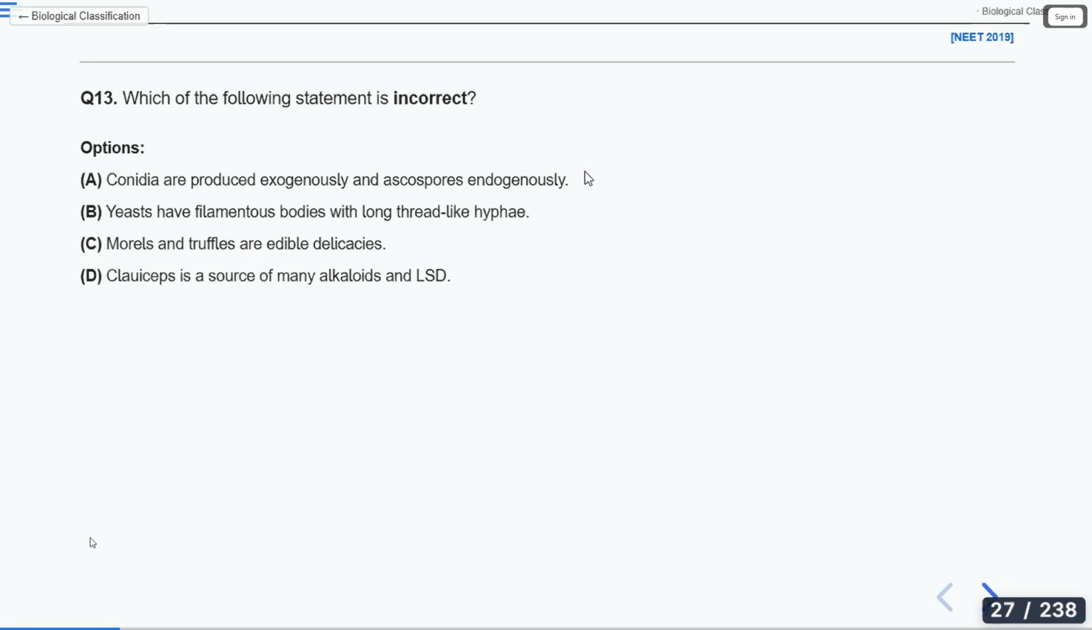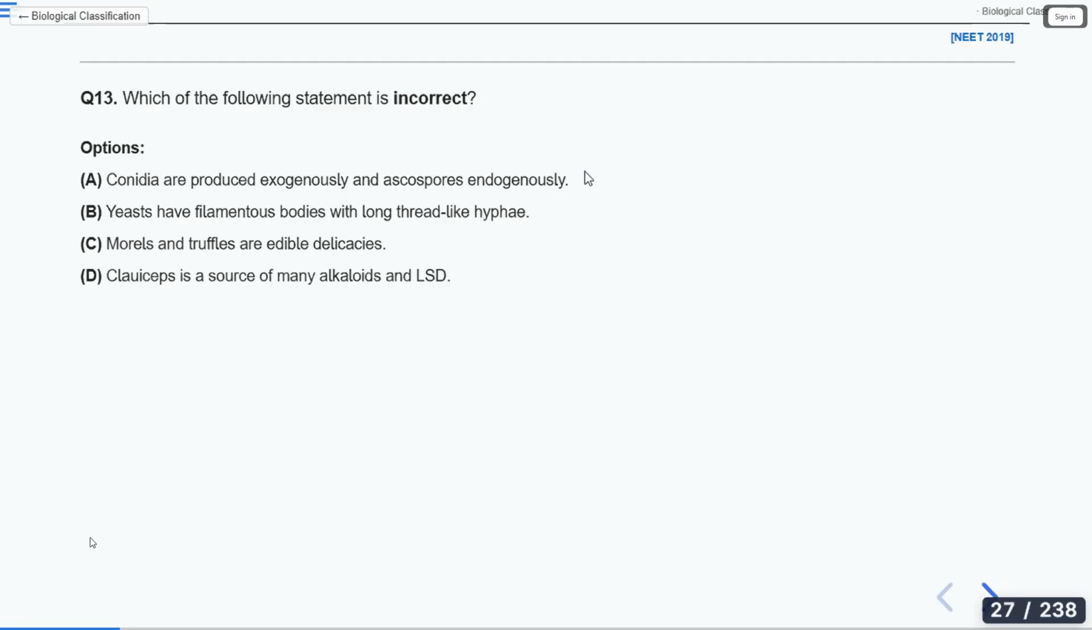What about this: Claviceps is a source of many alkaloids and LSD? Is that correct? That is Claviceps. Is Claviceps a source of many alkaloids and LSD? Is that true? Ah, it is true. Okay, so two options are sorted.